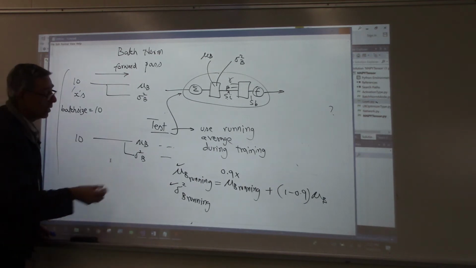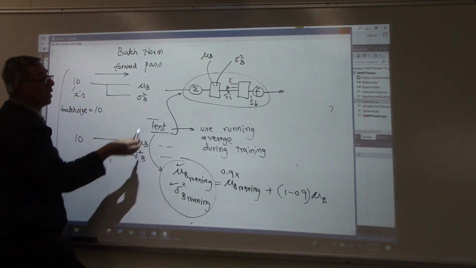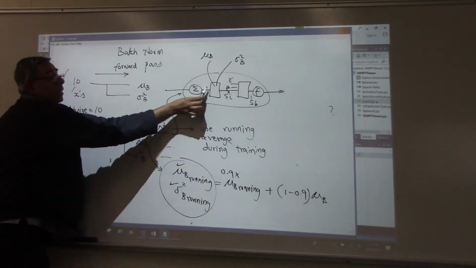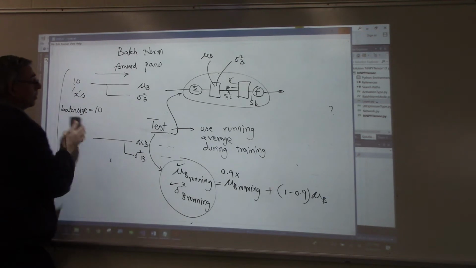During test time, this is what you'll be using as you pass the data through here to compute SI hat. You'll be using the mu b running, and then Damien, if you did that, you'll see a significant difference. Anyway, let me go to the code now.